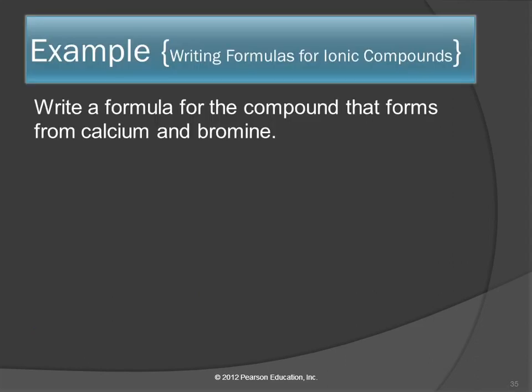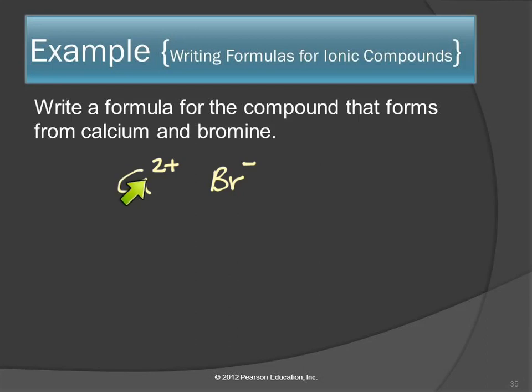Let's do an example. Write a formula for the compound that forms from calcium and bromine. What's the formula for the calcium ion? Ca 2+. Group 2, we know it's a +2 ion. What's the formula for the ion that forms from bromine? Br -1. I'm looking at the periodic table. Bromine is in the second column from the far right. I start at the far right, I go -1, backwards 1, it has a -1 charge. Very, very important to write the charges.